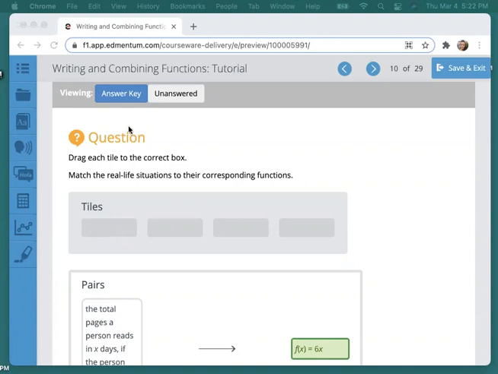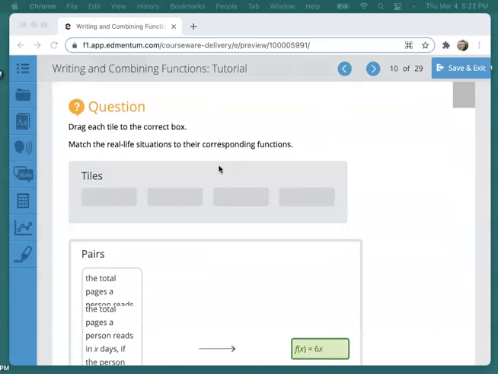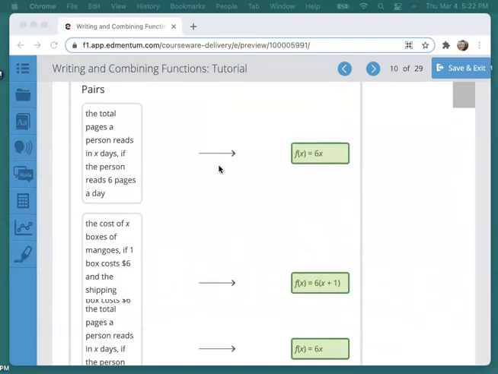So I'm going to go over writing and combining functions from Unit 1 in Liberal Arts Math A. I'm just going to go over some of the things in the tutorial I think I should note. So the first one is just how to identify different functions based on their math sentences.